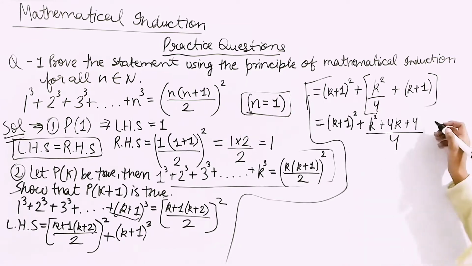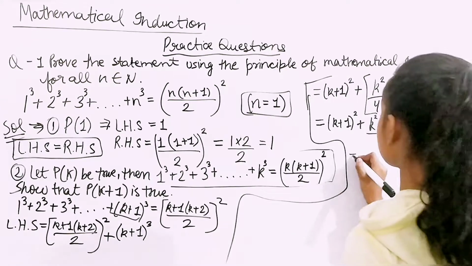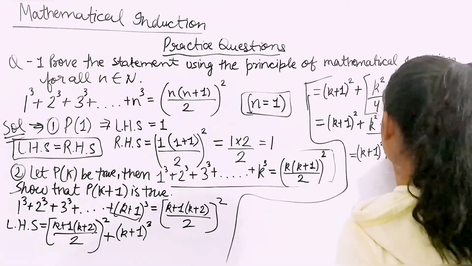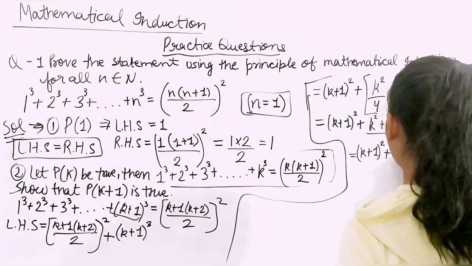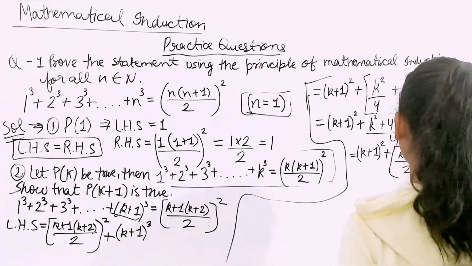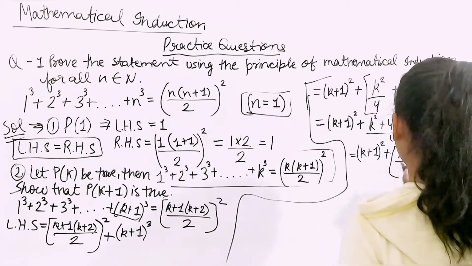Okay, so now it has become really easy for us. Now it's going to be k plus 1 squared. I'm going to write it as it is, and in the bracket, I'm going to write k plus 2 upon 2.